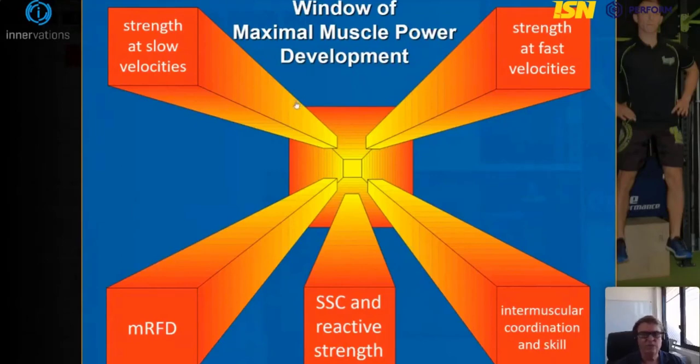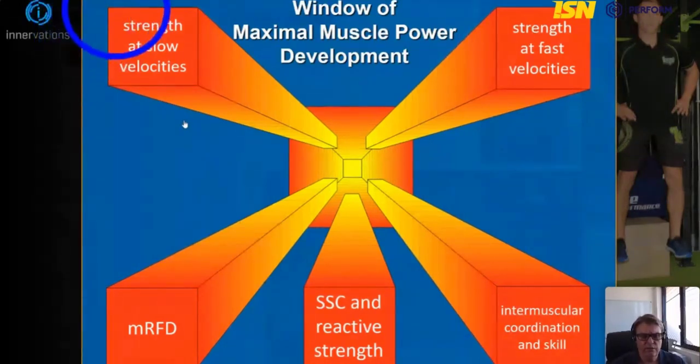But they weren't doing much explosive work. Remember, this is in the early 90s, and so their strength at fast velocities was not well developed. And so they had a much larger window for adaptation here. And similarly, the other components as well, in general, were not well developed and could be improved. But again, the process is about determining capacity in each of these qualities. And each of these qualities can be assessed independently, and relative strengths and weaknesses determined.